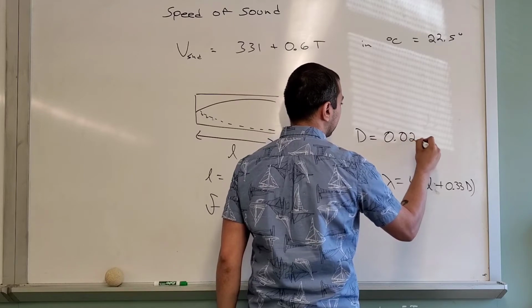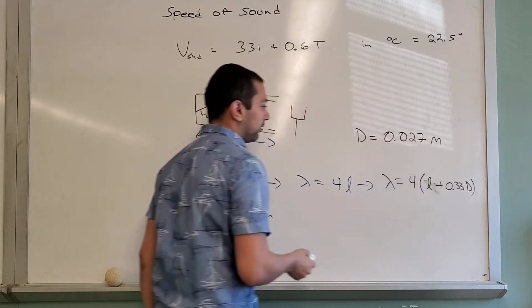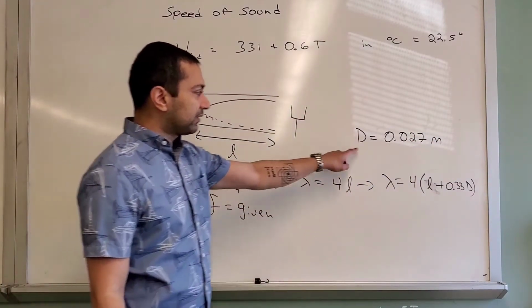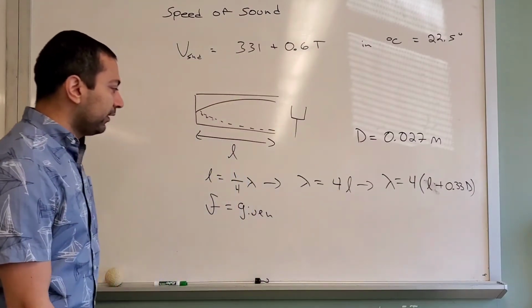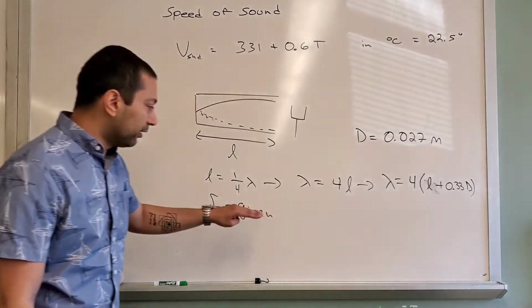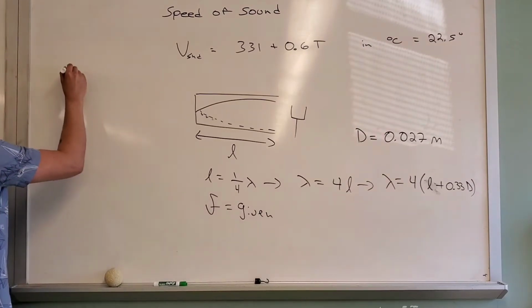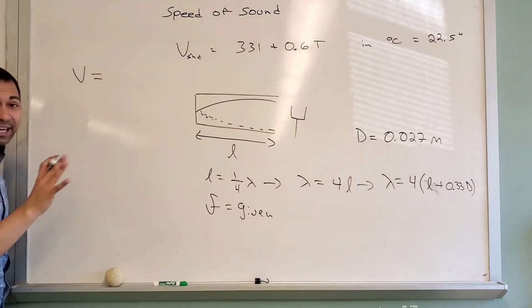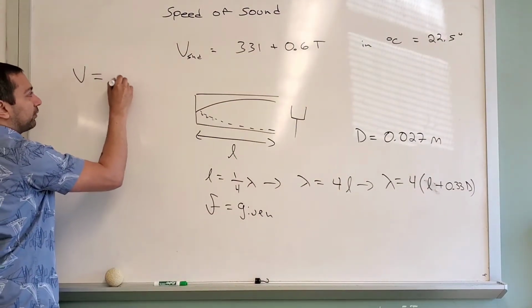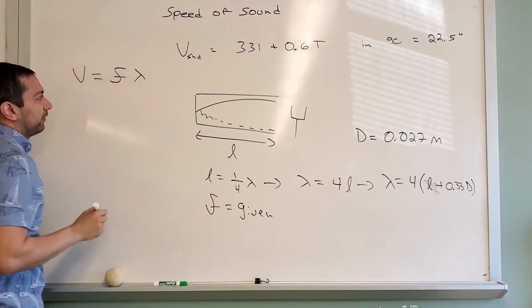D, the diameter of the column, is going to be equal to 0.027 meters. Okay, so that's D. This is how we find the wavelength. If we know the wavelength and we know the frequency, we can use the equation: velocity for any wave is given by the frequency times the wavelength.